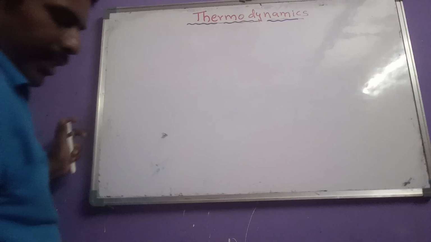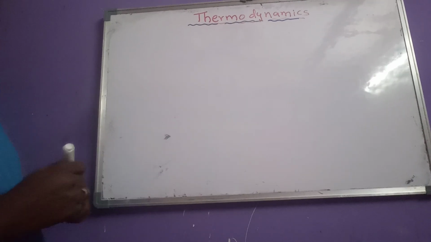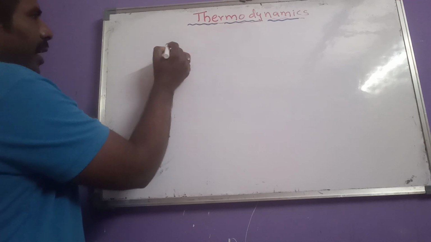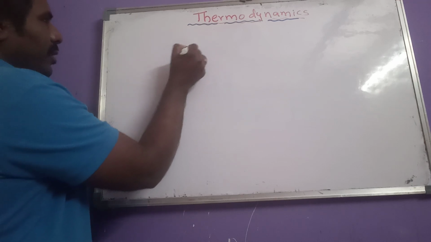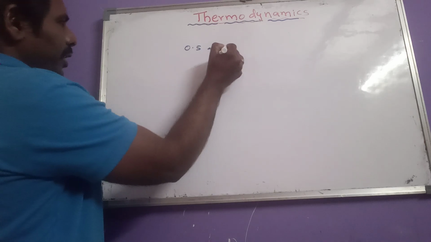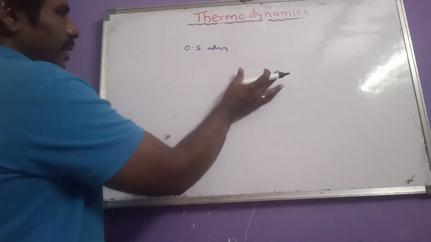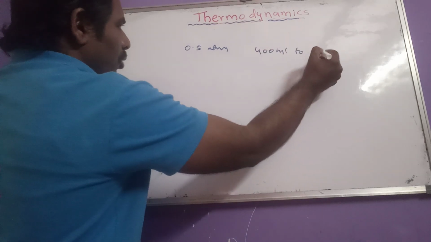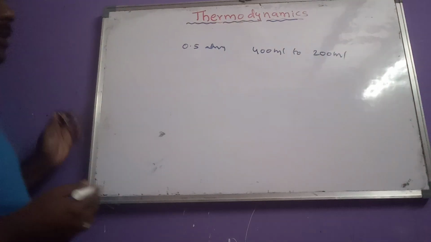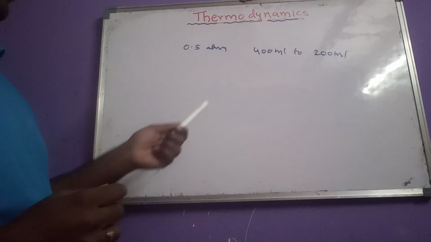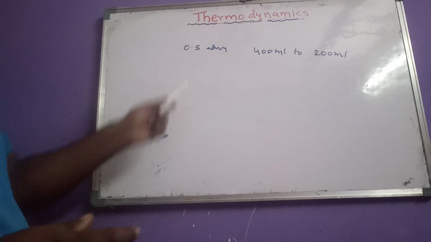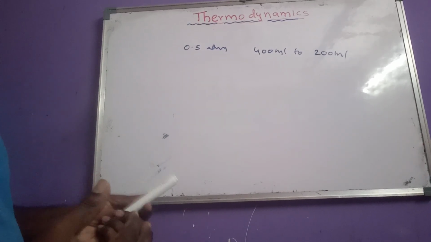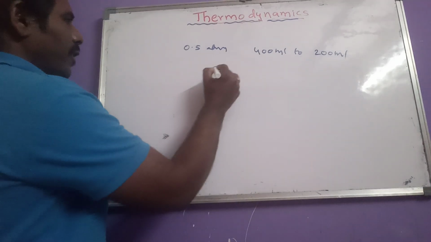Now let us see a small question related to work done here. What is that question? For example, a gas is compressed from 400 ml to 200 ml against a pressure of 0.5 atmosphere. So what is the work done here? Now let us see what the formula is.